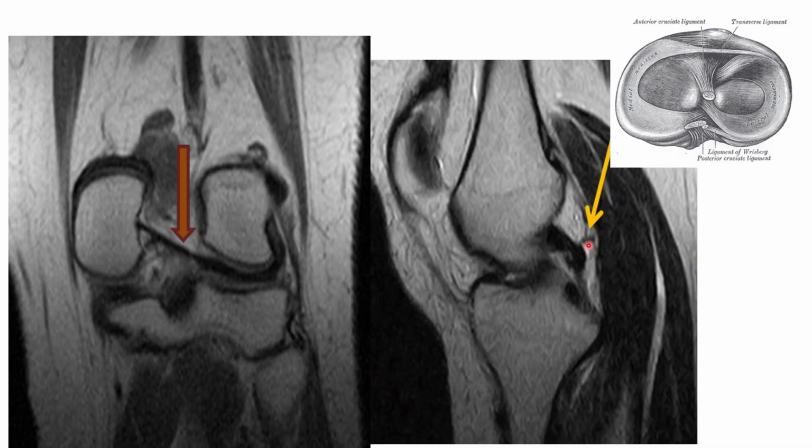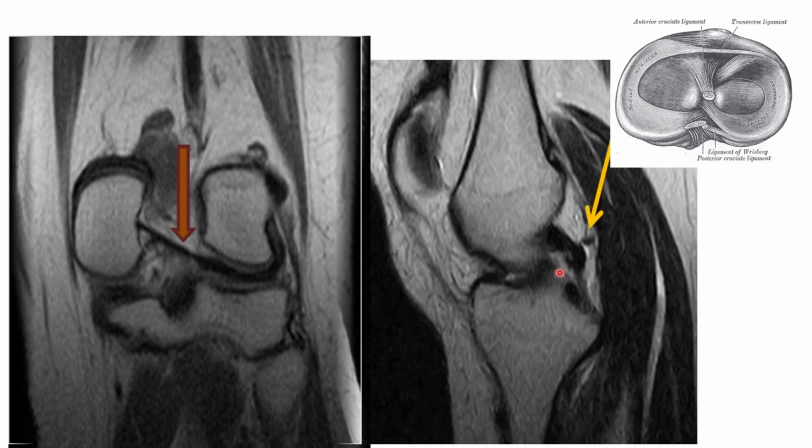So we can see here these are the two ligaments: the posterior meniscofemoral ligament of Wrisberg, which is posterior to the PCL, and the anterior meniscofemoral ligament of Humphrey. It lies anterior to the PCL, or in between the ACL and PCL. So these are the two small ligaments.